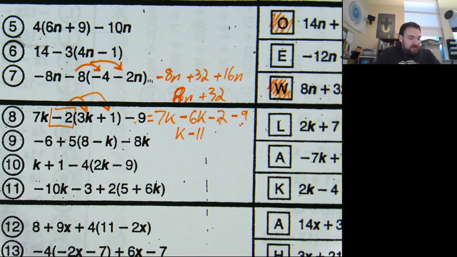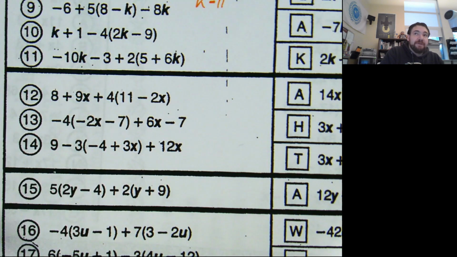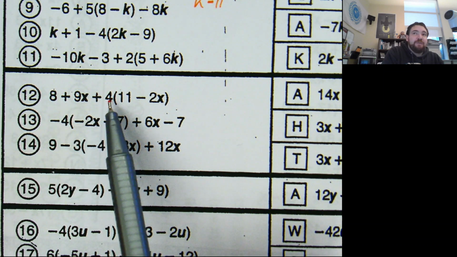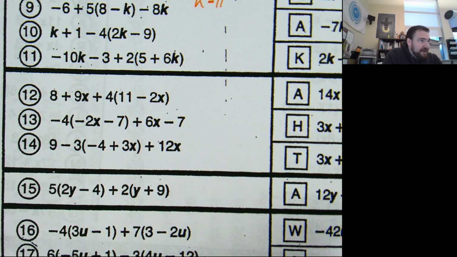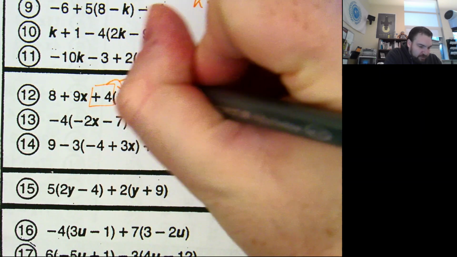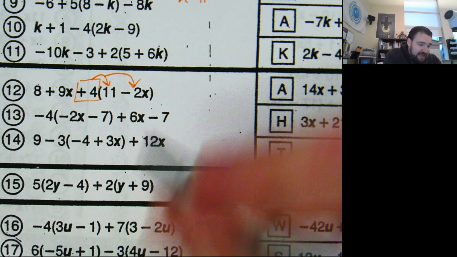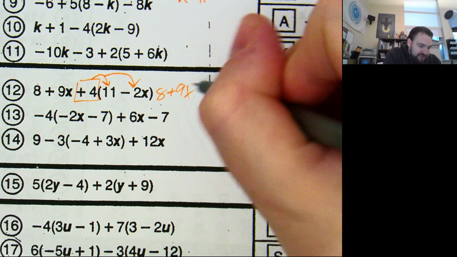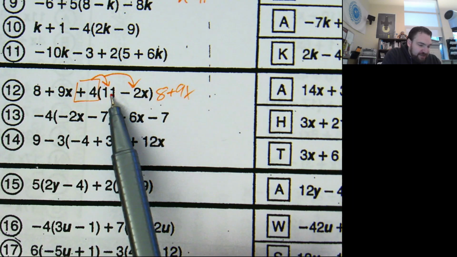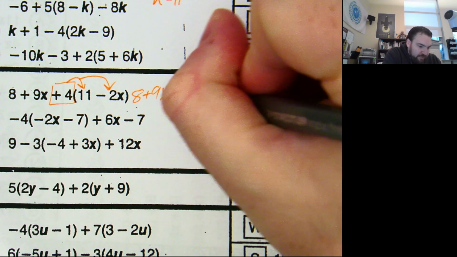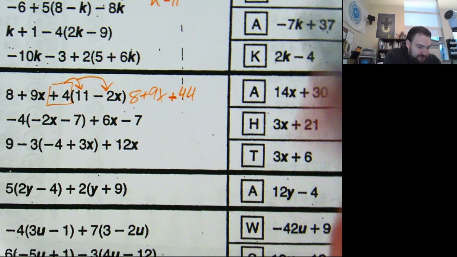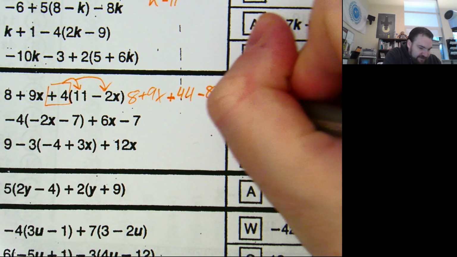Yes. Number 12. 12 is similar. It's 8 plus 9x plus, and then it's 4 times 11 minus 2x. BEDMAS says we multiply. So I'm going to distribute this positive 4 into that set of brackets. Nothing has happened with the 8 plus 9x. It just comes along for the ride. Now, positive 4 times positive 11 is going to be positive 44. And then positive 4 times negative 2 is going to be negative 8, and the x comes along for the ride.